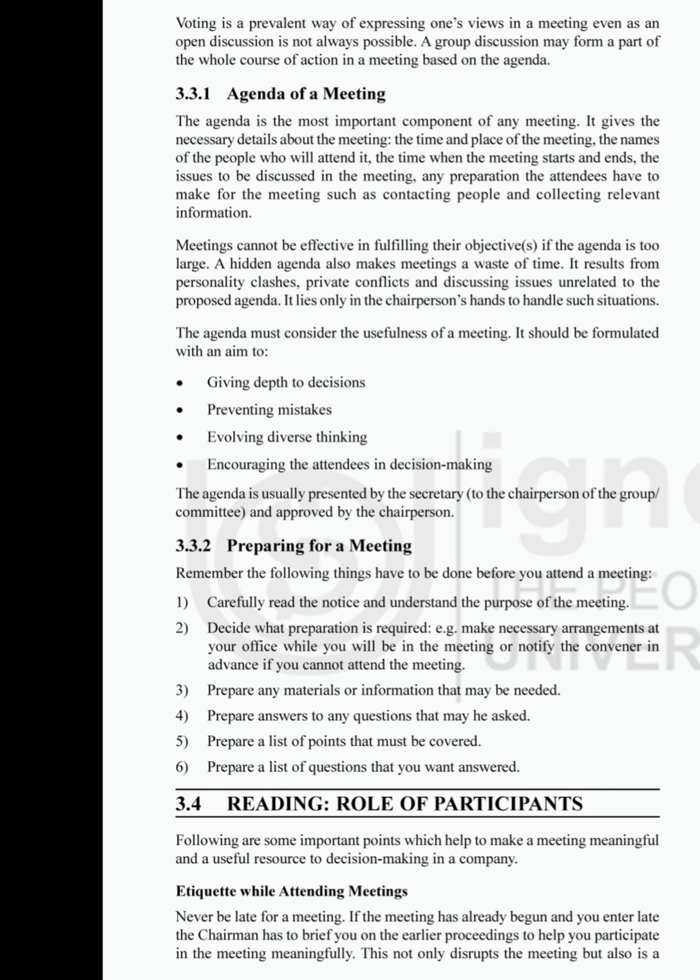3.3.1 Agenda of a meeting. The agenda is the most important component of any meeting. It gives the necessary details about the meeting, the time and place of the meeting, the names of the people who will attend it, the time when the meeting starts and ends, the issues to be discussed in the meeting, any preparation the attendees have to make for the meeting, such as contacting people and collecting relevant information.